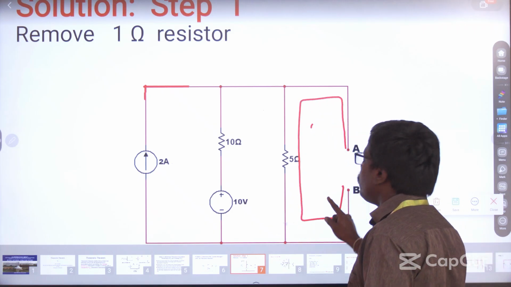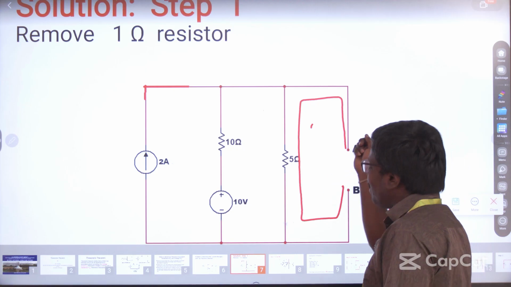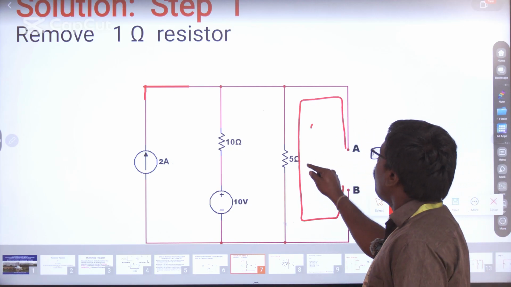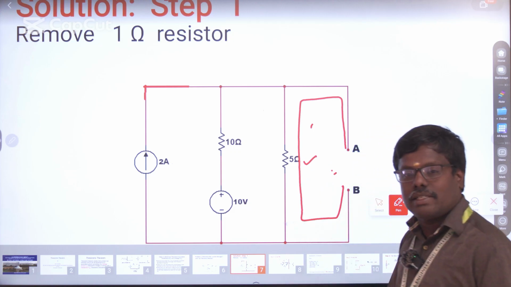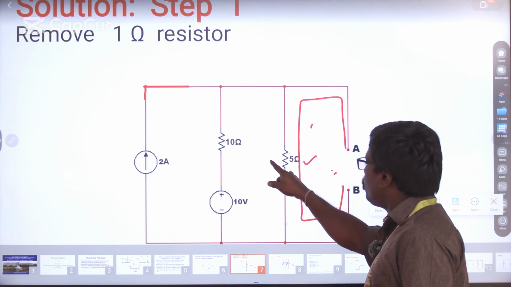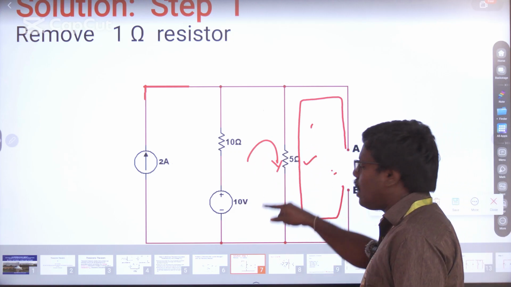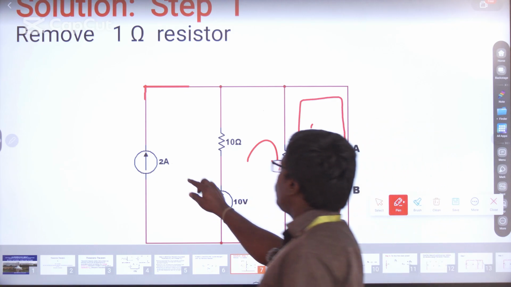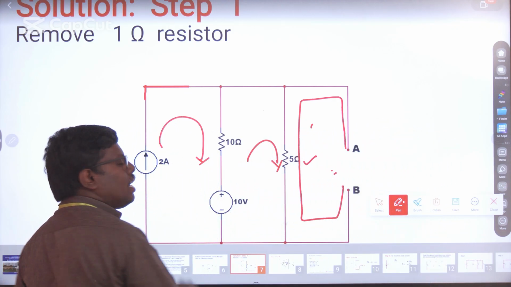So we have to find out the voltage across this terminal. What are the components coming across it? We have to see it. We have only the 5 ohm resistance, that's all. So I have to find the current through the 5 ohm resistor alone. It's enough. But since we have 2 loops, we have to determine the current from the first loop and the second loop.